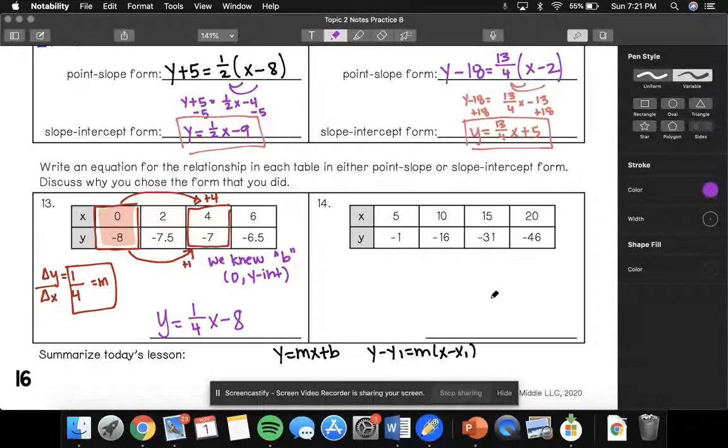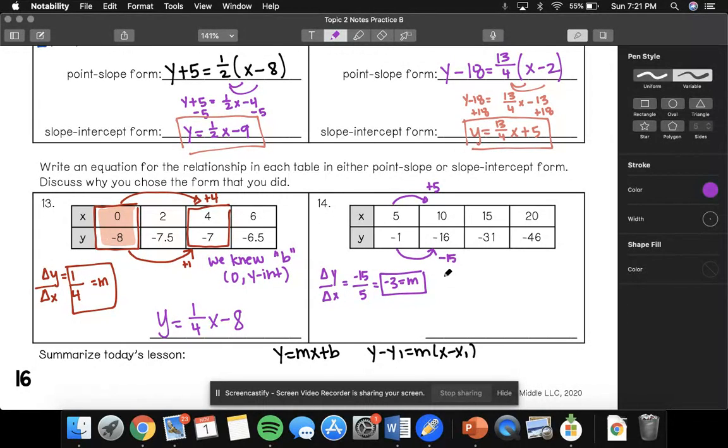Right, for number 14, again, we have a table. First, no matter what, we need to find the slope. So the change in the y's. To go from -1 to -16, we'd have to go down 15. To go from 5 to 10, we would have to go up 5. So the change over the change would be down 15 for every time we go up 5, which would be equivalent to -3. So our rate of change is -3 to 1, or just -3.